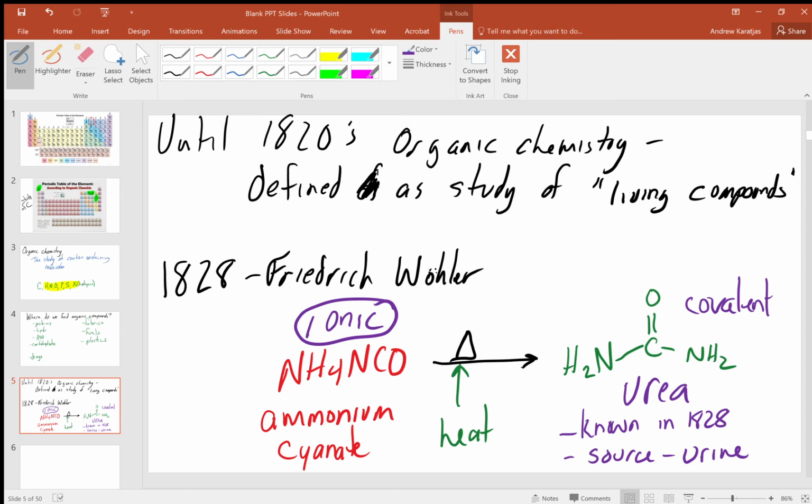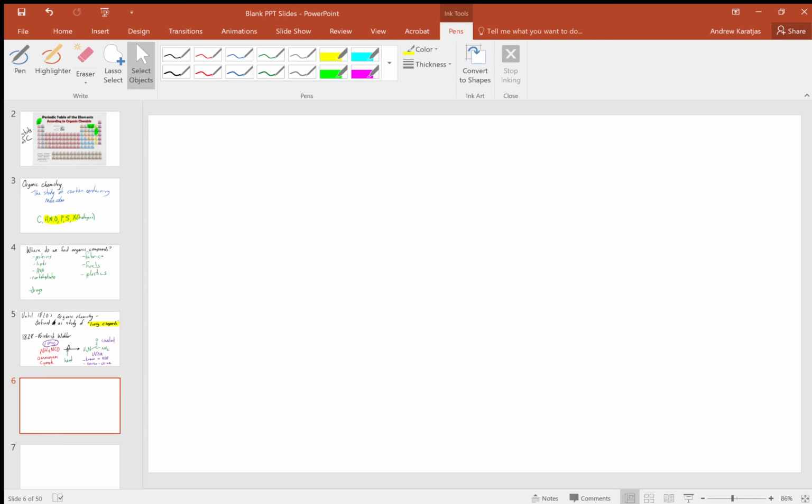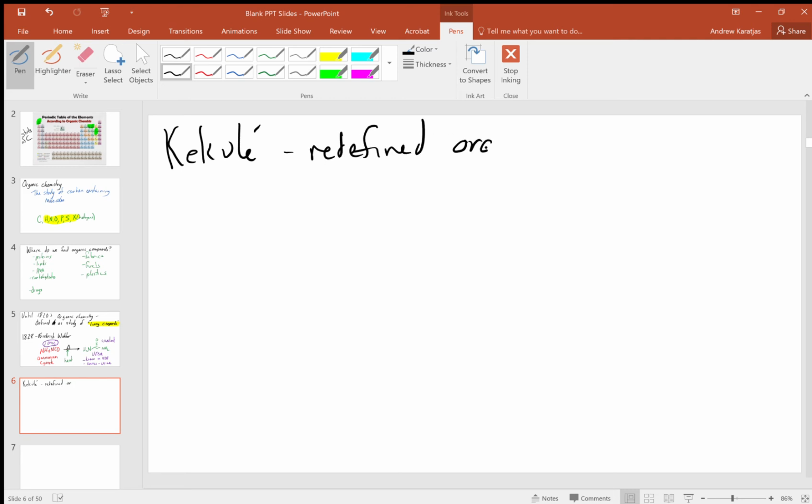So what this meant was that this original definition of living compounds was no longer sufficient. And it would be a number of years, but eventually Kekulé came along and redefined organic chemistry as the study of carbon-based compounds.